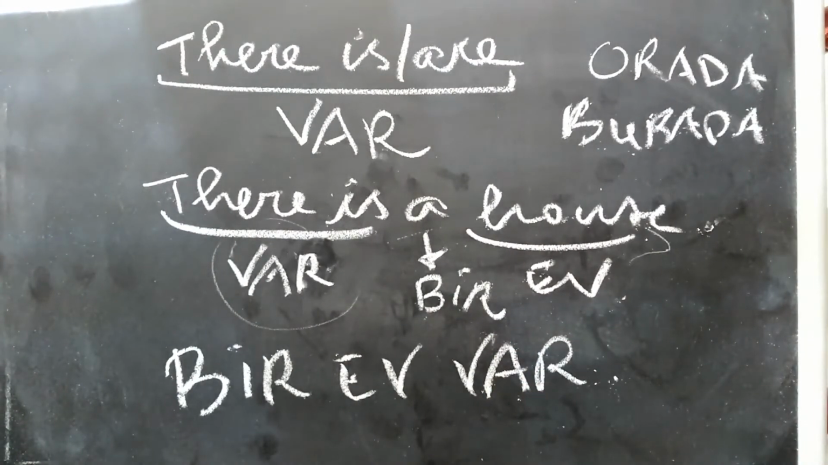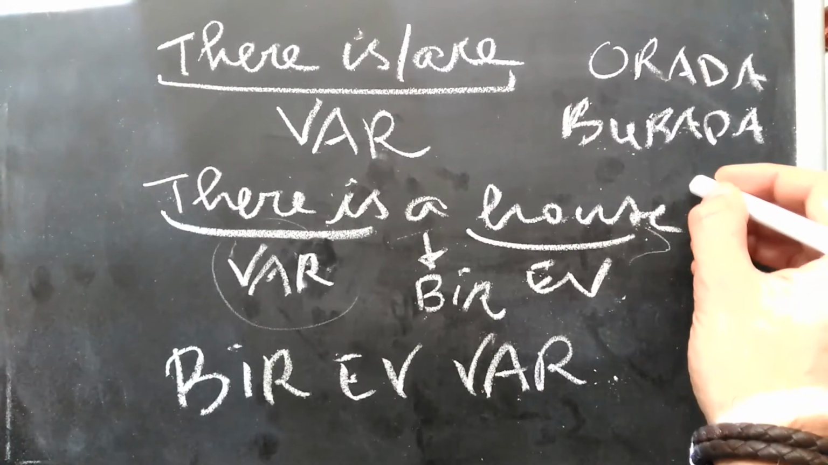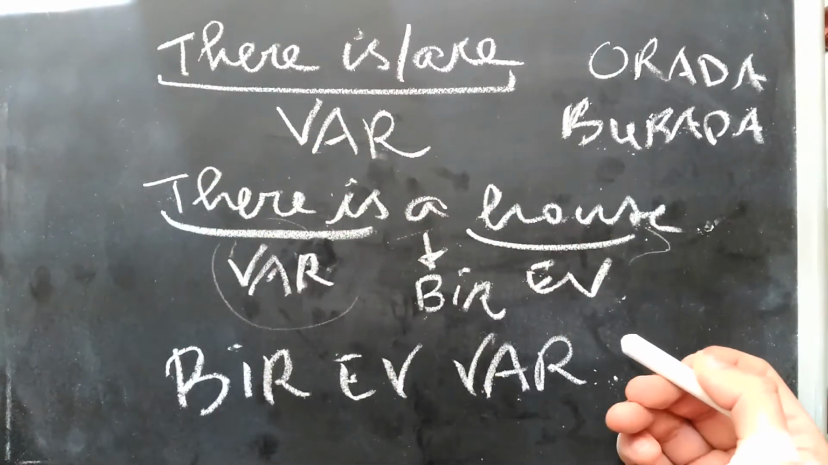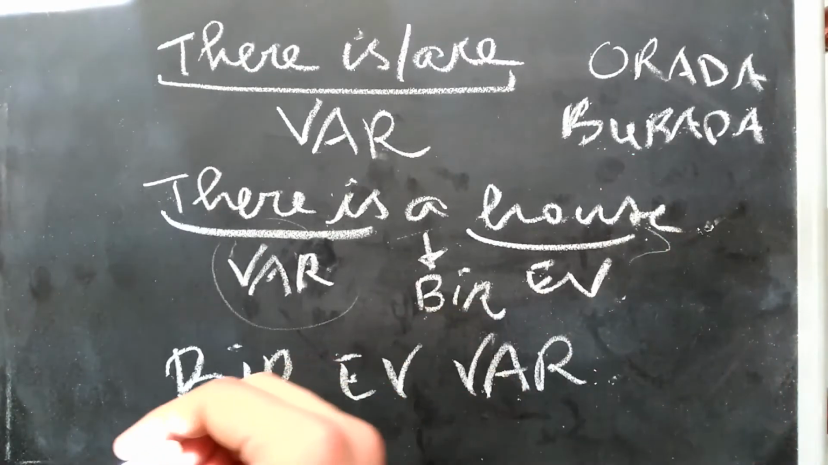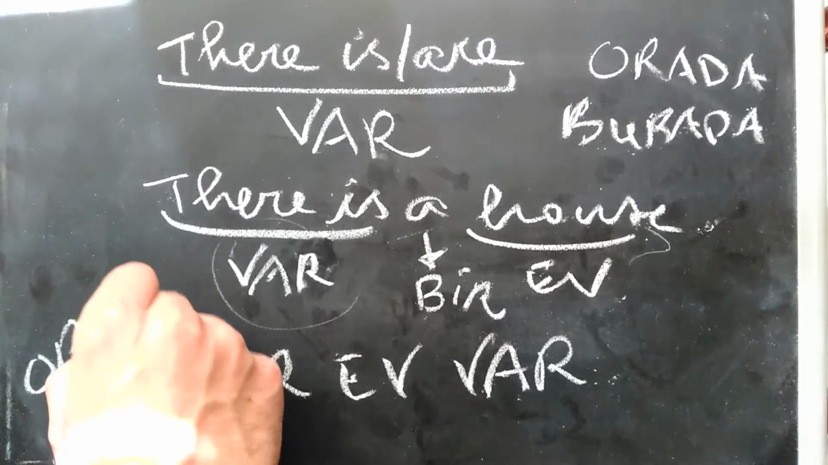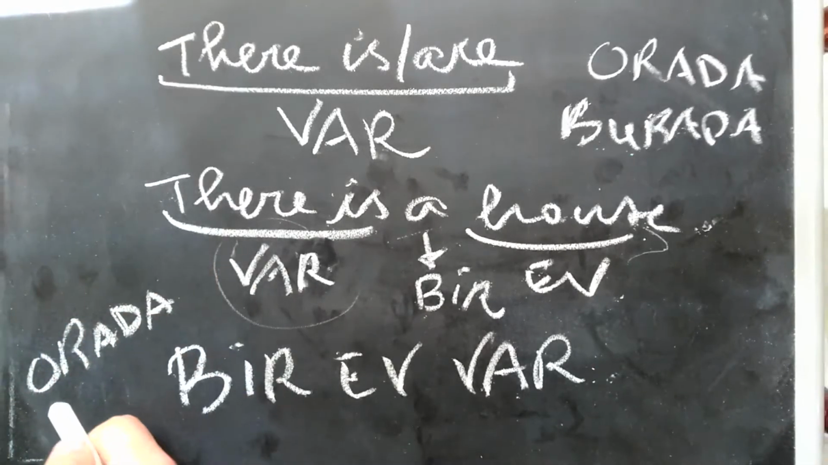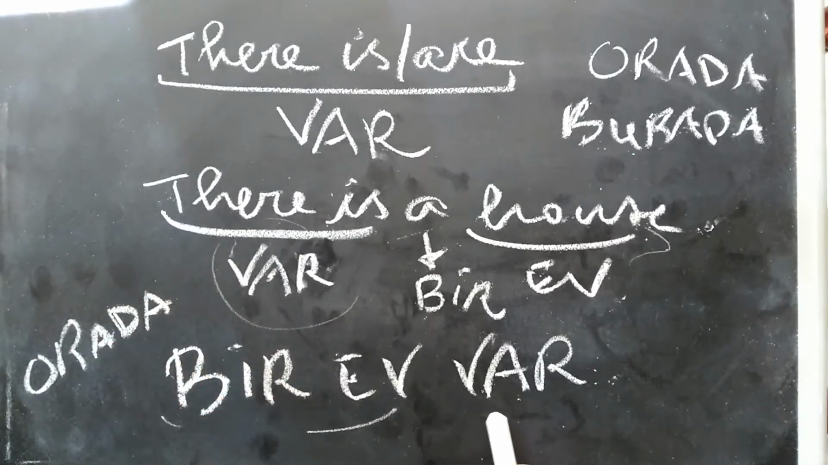Now if you had included the information there is a house over there at the end or in the beginning, it doesn't matter in English. In Turkish, you would include that information at the very beginning. So first you say where the house is located. So the location is orada. Over there, a house is present. Okay? That's how we make these sentences.